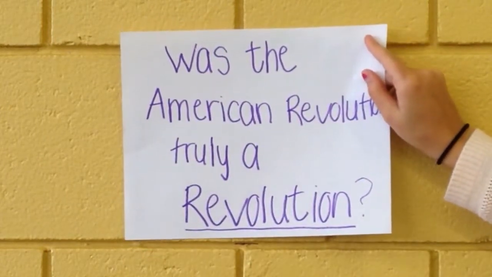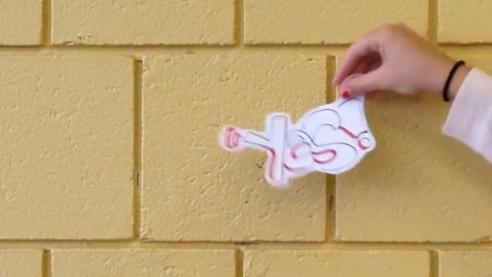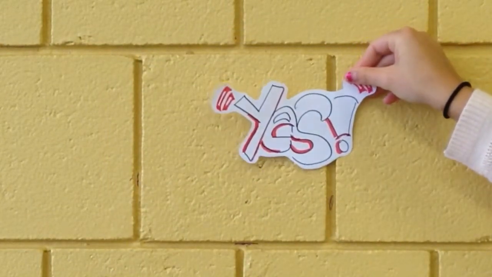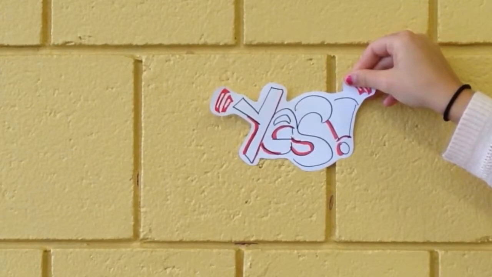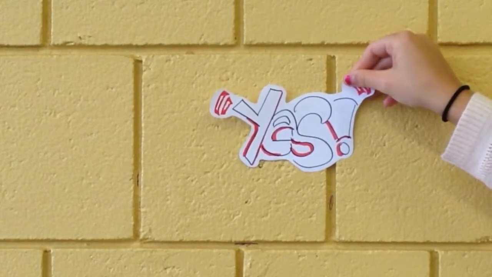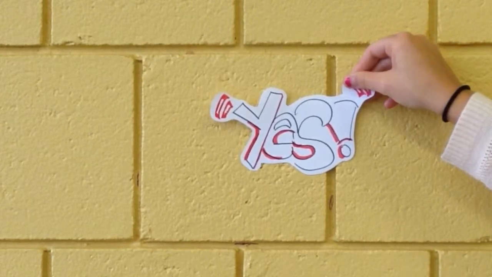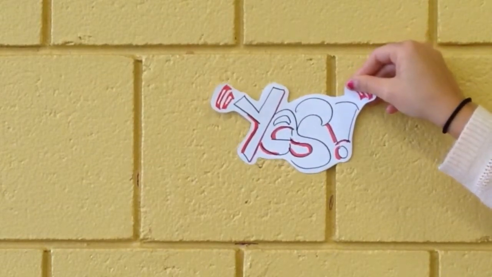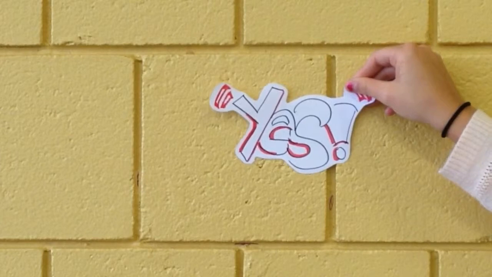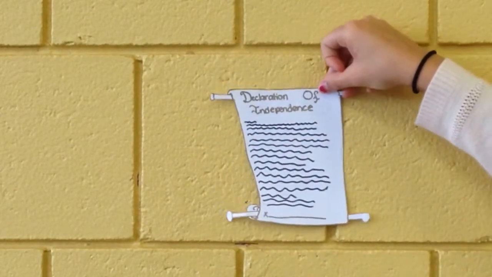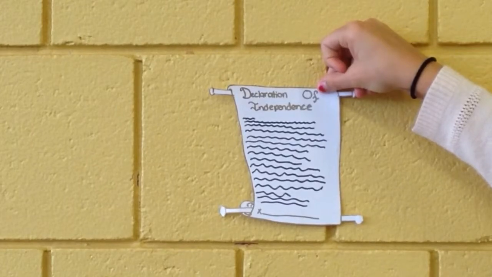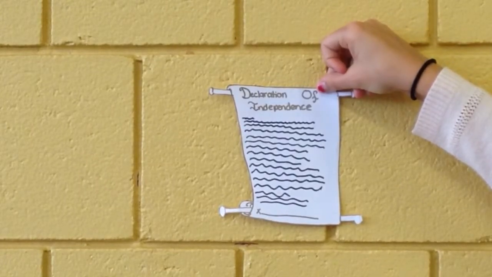Was the American Revolution truly a revolution? Yes, the American Revolution was truly a revolution. This is because the American colonists revolted against the British monarchy and succeeded in overthrowing their power. They revolted because of various unfair taxes and acts of violence the British had towards the American colonists. The American Revolution ended with the American colonists being victorious and gaining their own power and rights through the Declaration of Independence as well as the Bill of Rights.